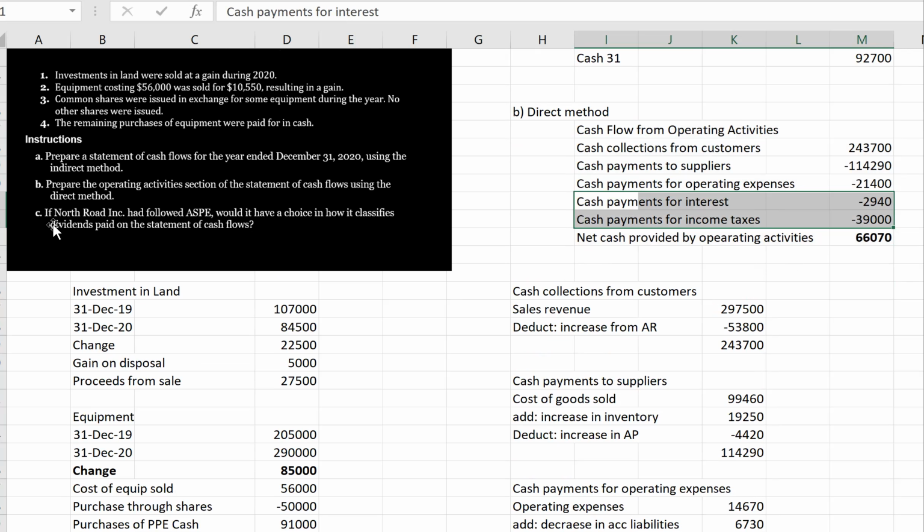And C says, if North Road had followed ASPE, would it have a choice in how it classifies dividends paid on the statement of cash flows? And no, it wouldn't. So ASPE does not permit a choice in the classification of the payment of dividends. Dividends have to be classified as a financing outflow. But because North Road follows IFRS, a choice was permitted for dividends paid. You can choose either a financing outflow or an operating outflow.